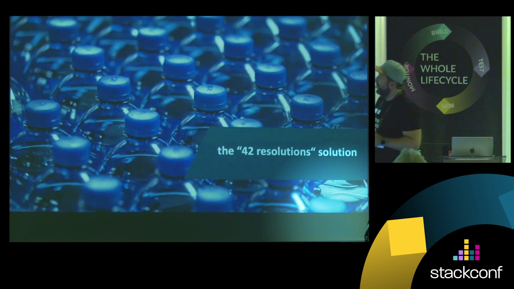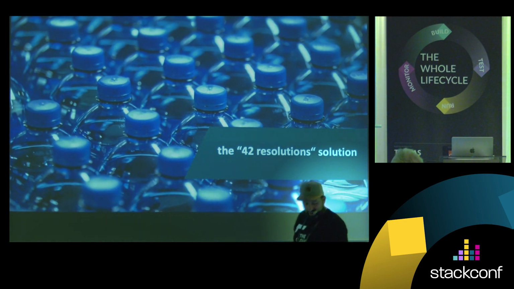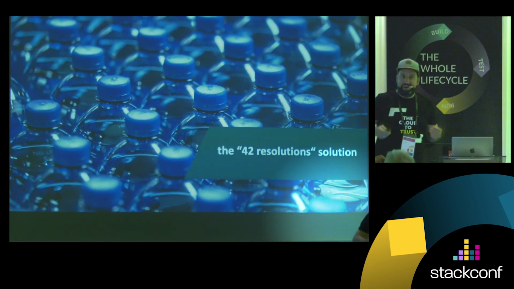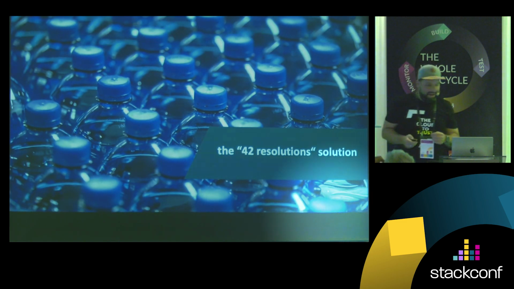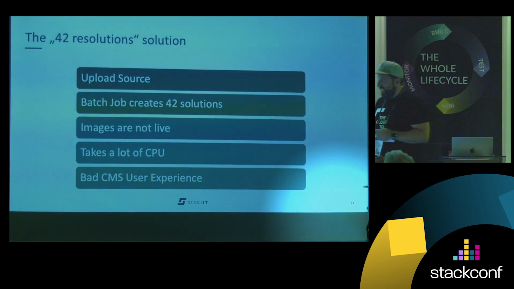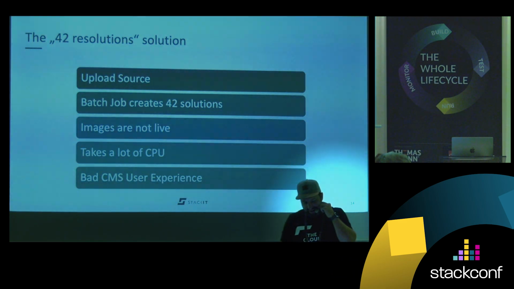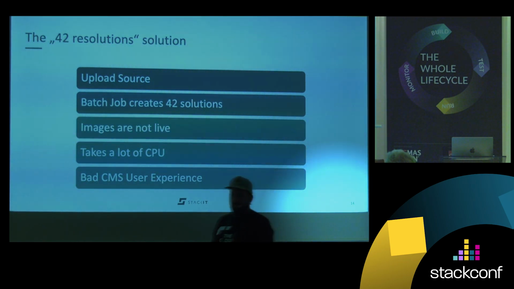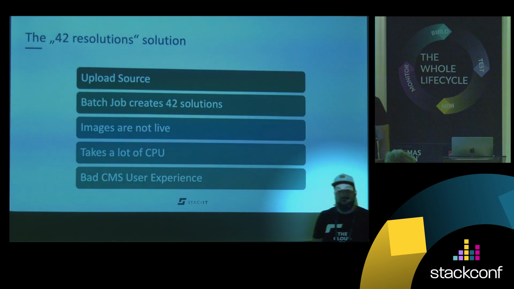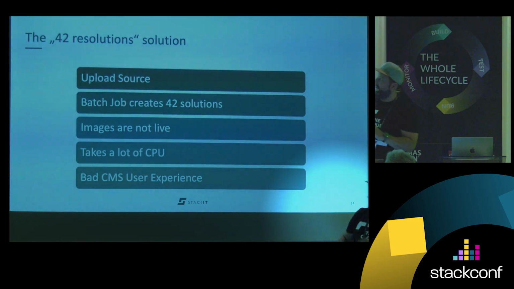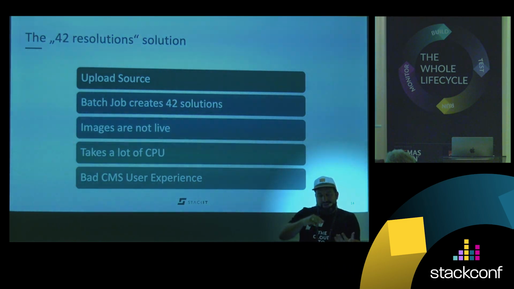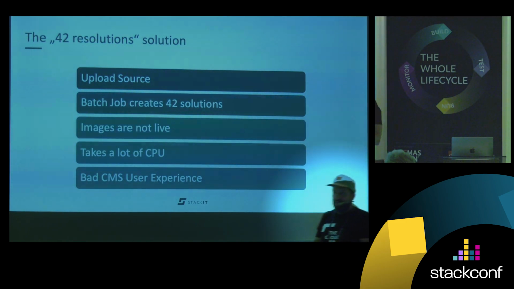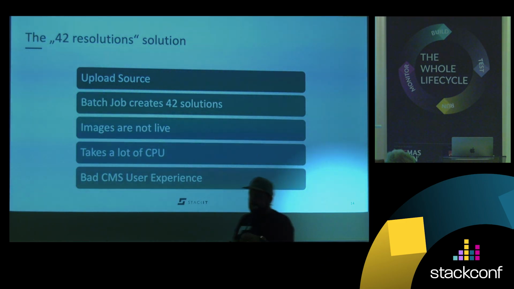We then came up with what I call the 42 resolutions solution, and I'm making fun of it because I was part of building a solution like that, so I believe I'm allowed to. So what have we done in the modern CMS 10 years ago? We uploaded a source image, and then there was a batch job. It created 42 resolutions. Oh, there's still a syntax error here. So we created 42 resolutions of the images, and it was a batch job, so it was not live. It was a bad thing for the person sitting in front of the PC.